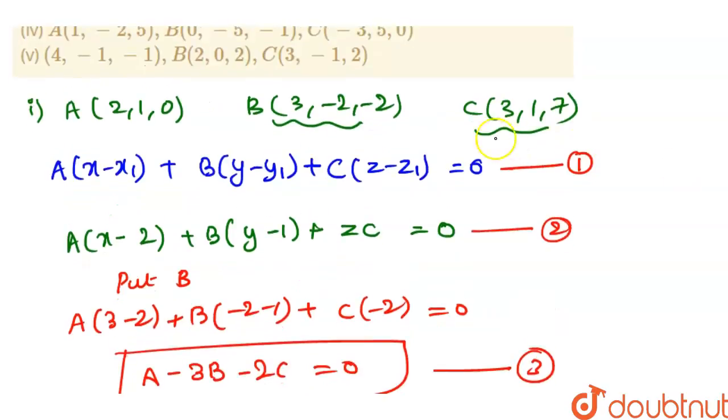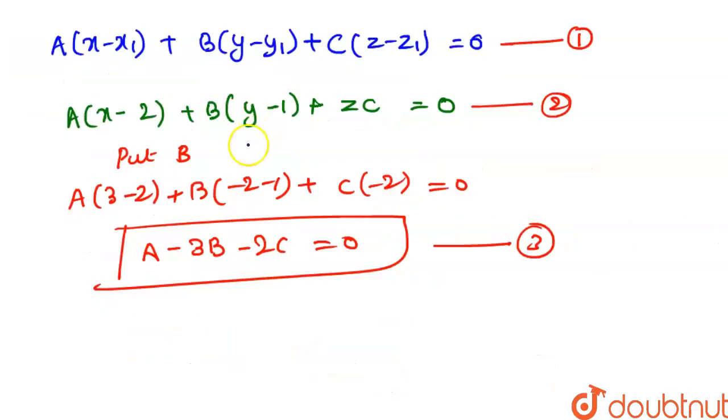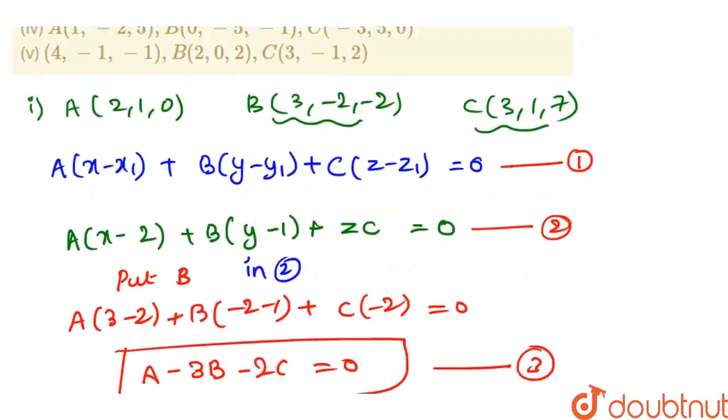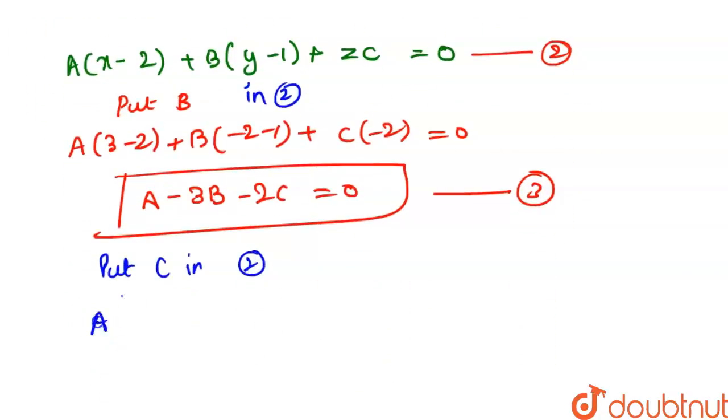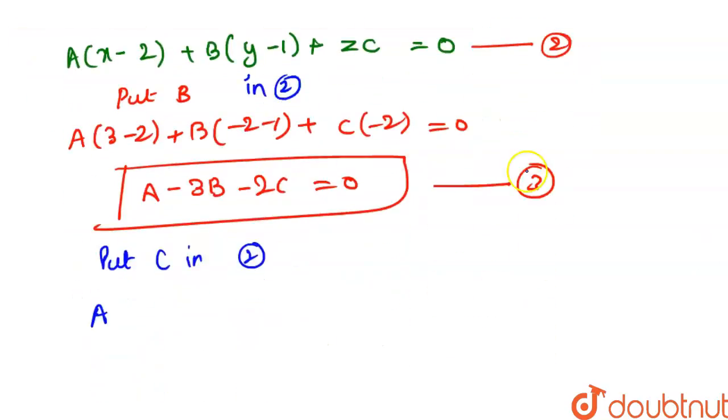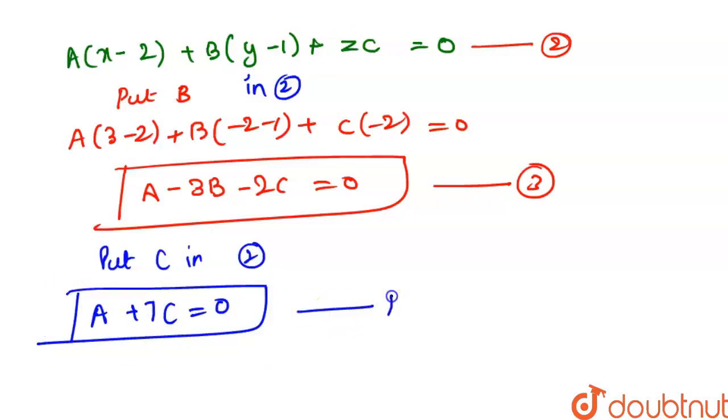Now we know that the plane also passes through C, so we can put point C in equation 2. Similarly, put C in 2. The point C is (3, 1, 7). So A times (3 minus 2) is 1, then 1 minus 1 is 0, and 7C. So A plus 7C is equal to 0. That is our fourth equation.